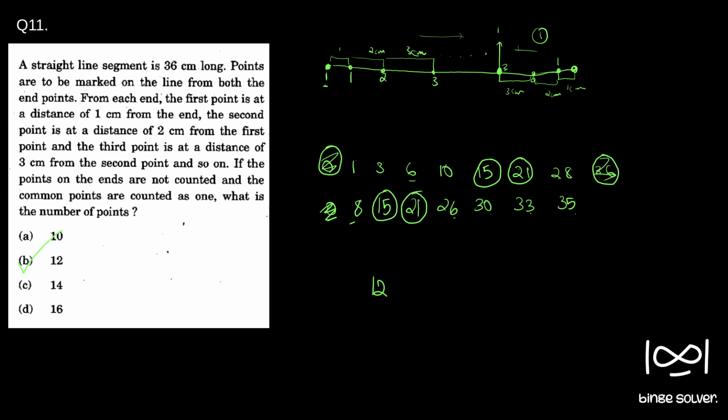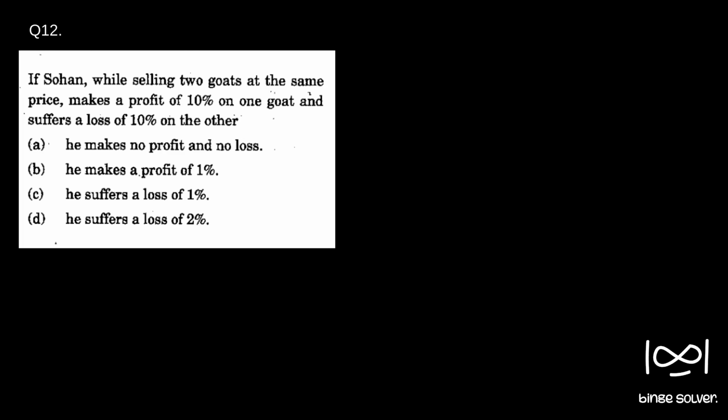Moving on to the next question, question 12. If Sohan, while selling 2 goats at the same price, makes a profit of 10% on one goat and suffers a loss of 10% on the other, so he makes a no profit, no loss; he makes a profit of 1%; he suffers a loss of 1%; he suffers a loss of 2%. These are the options.